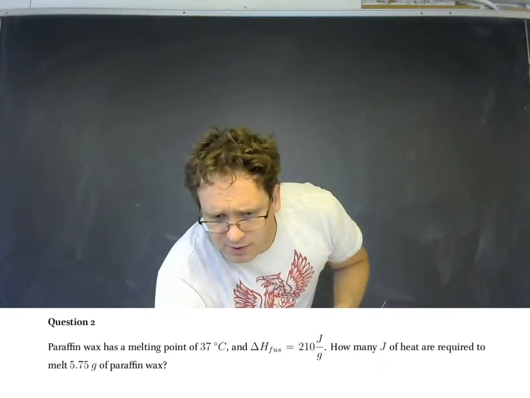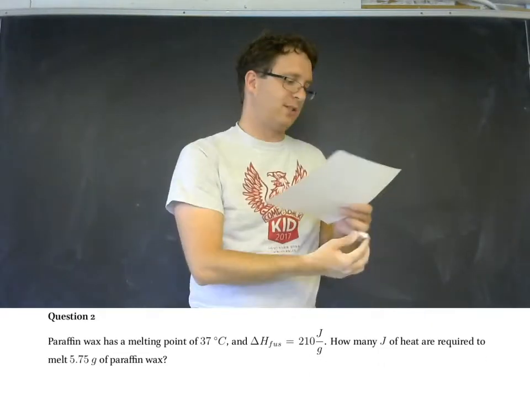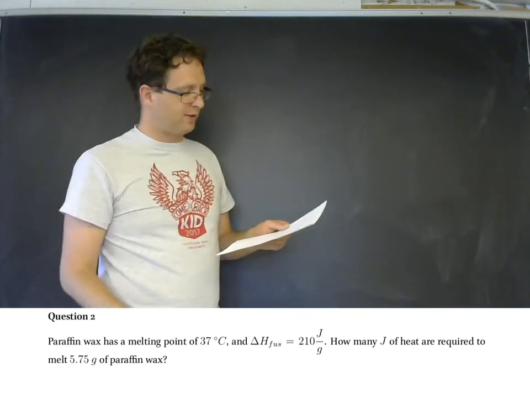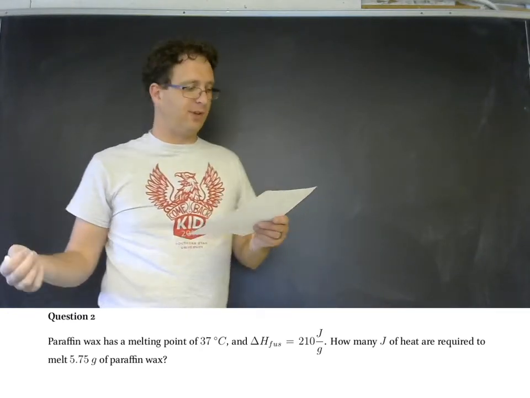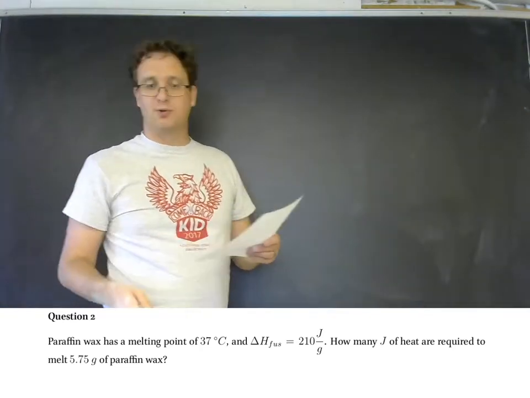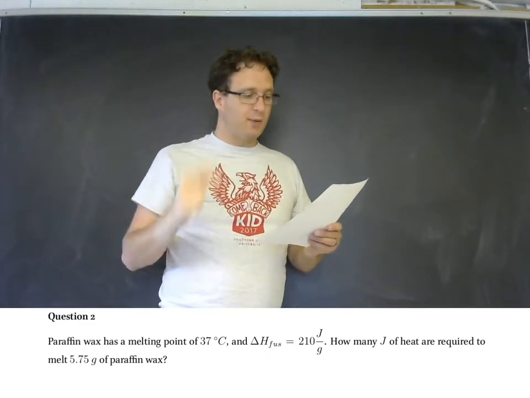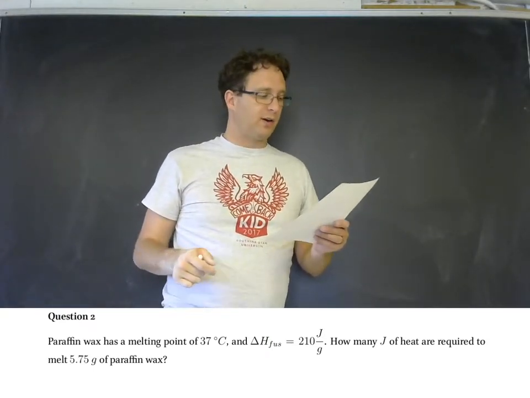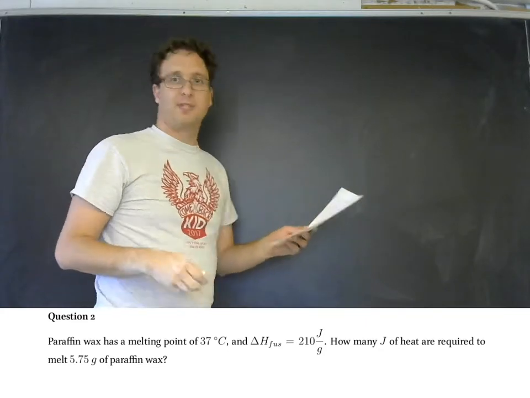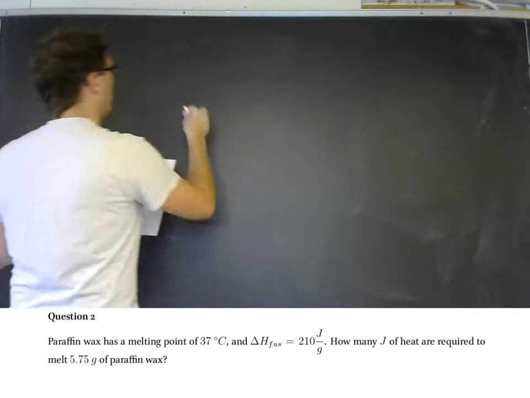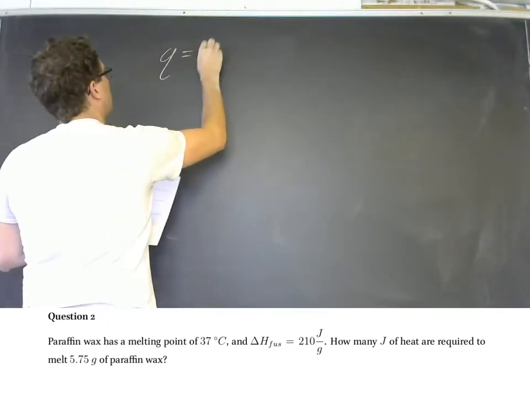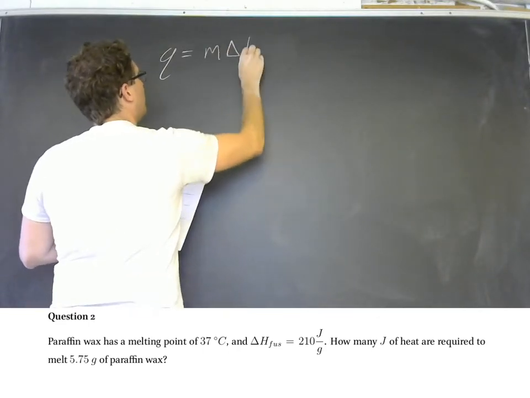Okay, question 2 also has to do with paraffin wax. It has a melting point of 37 degrees Celsius and an enthalpy of fusion of 210 joules per gram. How many joules of heat are required to melt 5.75 grams of paraffin wax? Here we're going to use Q is equal to m delta H.